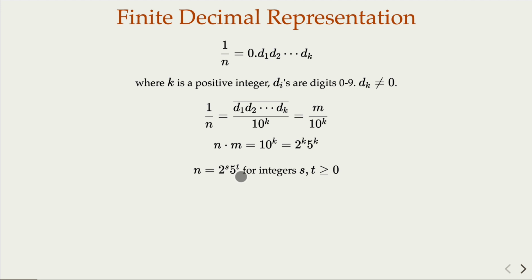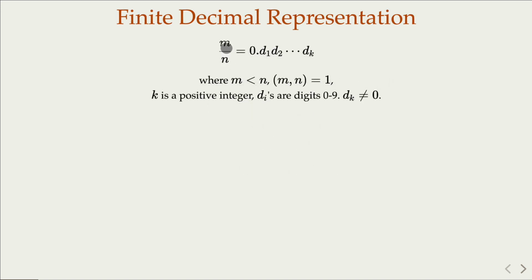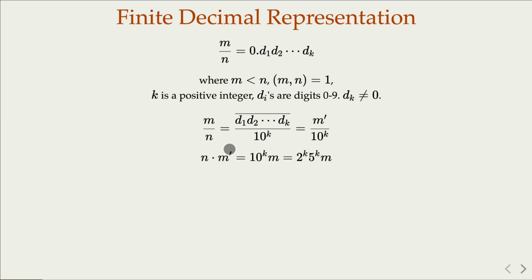That's the proof. Now, how about for the fraction where the numerator is not 1? Do we make the same conclusion? The answer is yes. So with the same argument, we assume m is smaller, and m and n are co-prime. Okay, so it's a finite number of digits here. By the prior argument, we have this. Now this time, we're going to have the product equal to 10's power times m.